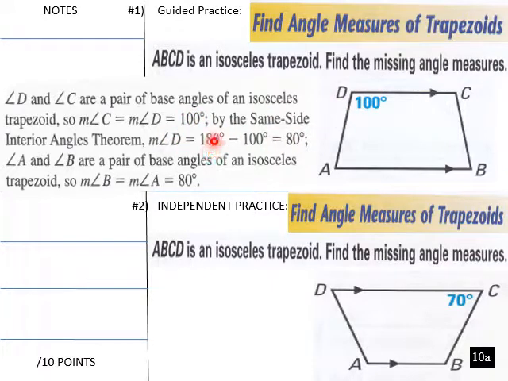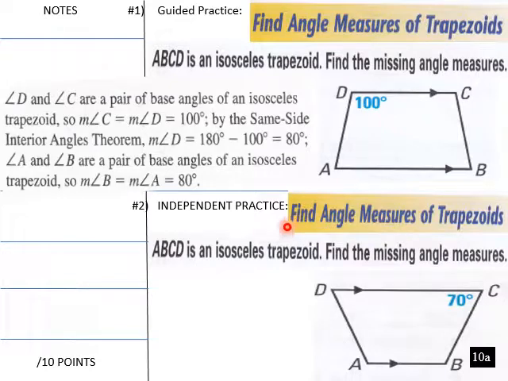Measure A and B are a pair of base angles, so measure B and A would be 80 degrees. This would be 100 degrees here as well. So I don't know where they're getting this measure of angle D. Here's angle D, that's 100 degrees, not 80. 180 minus 100, so that would be the measure of angle A here.